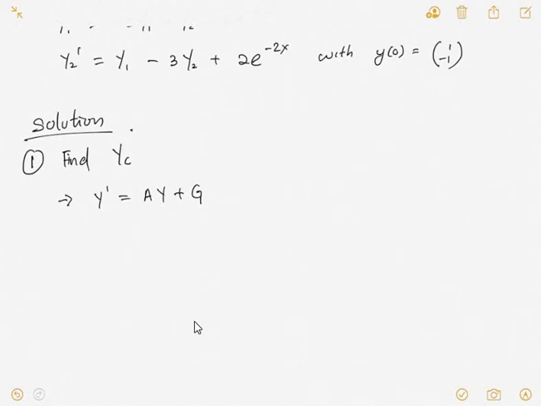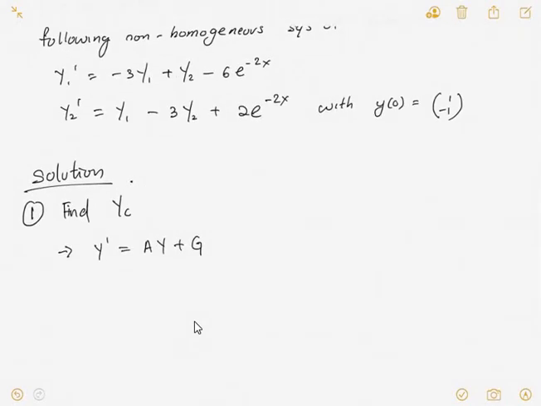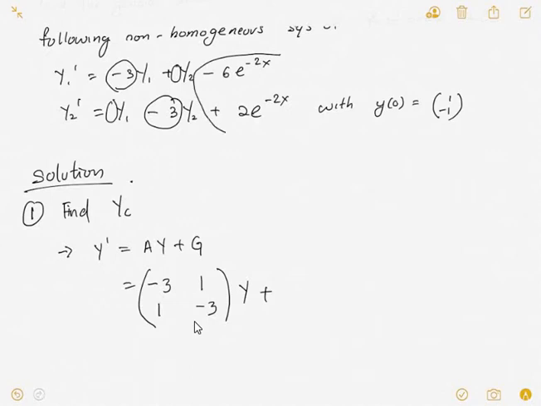Let's convert this equation into the matrix form. Now you have A as negative 3, 1, 1, and negative 3, times y, plus g. This g will be negative 6e to the power of negative 2x and 2e to the power of negative 2x. So this is the matrix form.